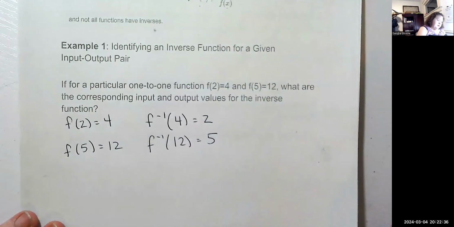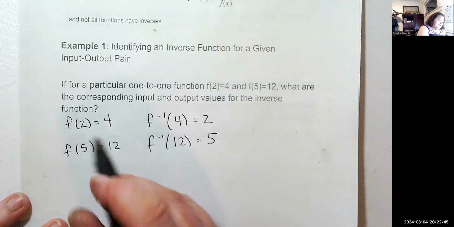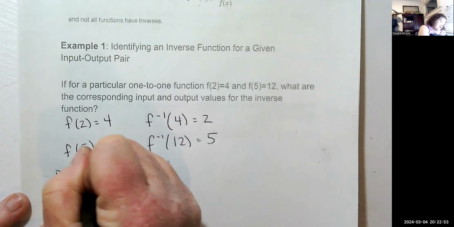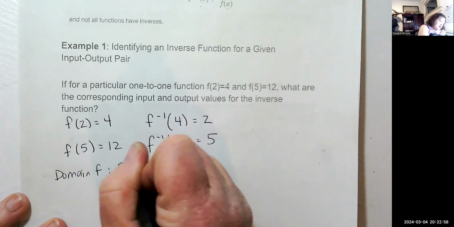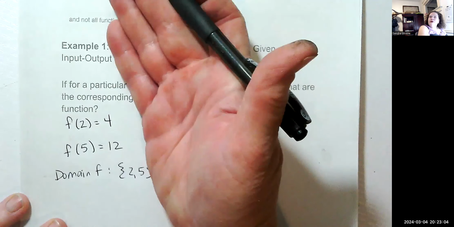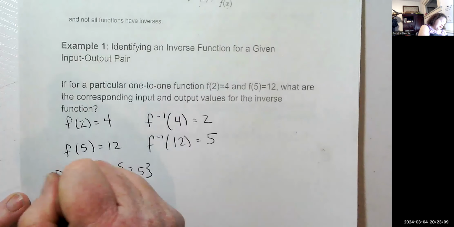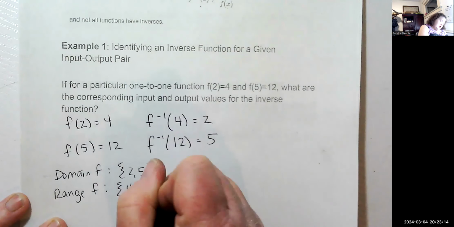So here's something really neat to start noticing. We'll talk about this more, it will develop, but this is a great time to look at it. What is the domain for our f function? Our domain is 2 and 5. So the domain for f is the set {2, 5}. What's the range for our f function, the output? The range is 4 and 12. So the range for f is the set {4, 12}.